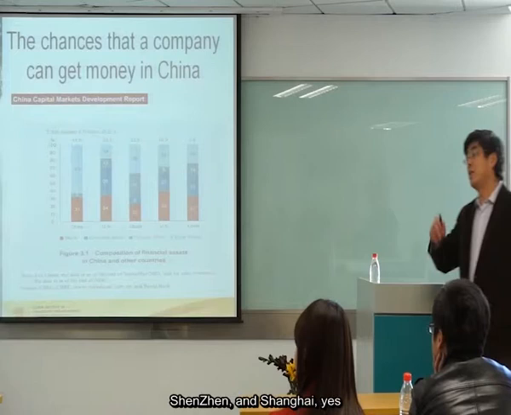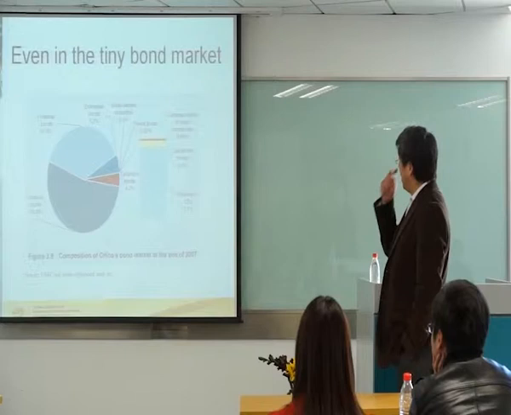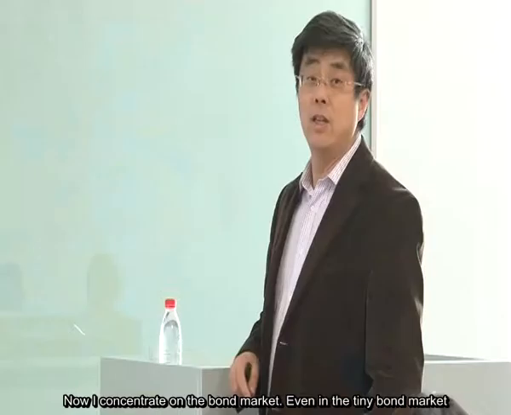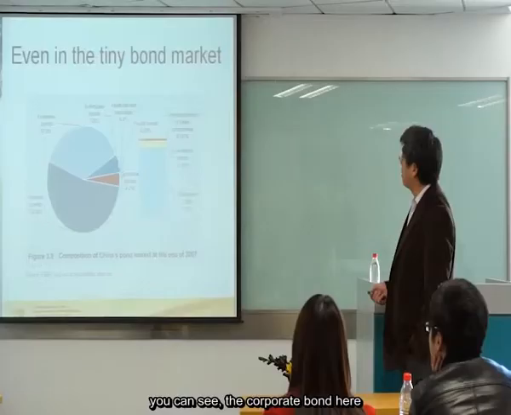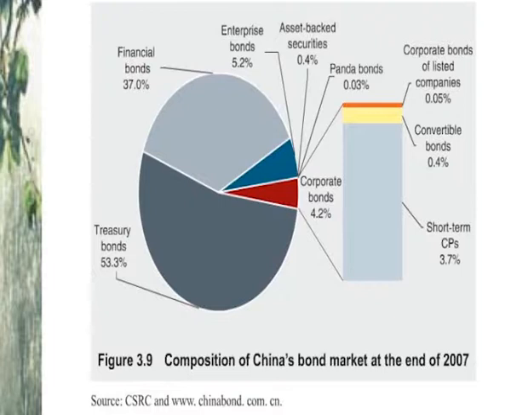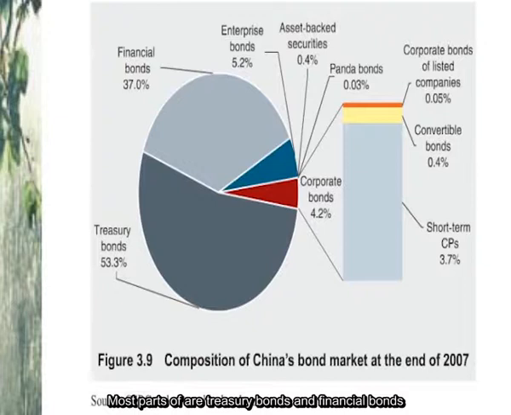Now I concentrate on the bond market. Even in the tiny bond market, you can see the corporate bond here accounts only for a very limited part. Most of it is treasury bonds and financial bonds. What do financial bonds mean? It means the bonds issued by banks or financial institutions. So even in the bond market, the company cannot get a lot of money out of that because it only accounts for a small part of that market.